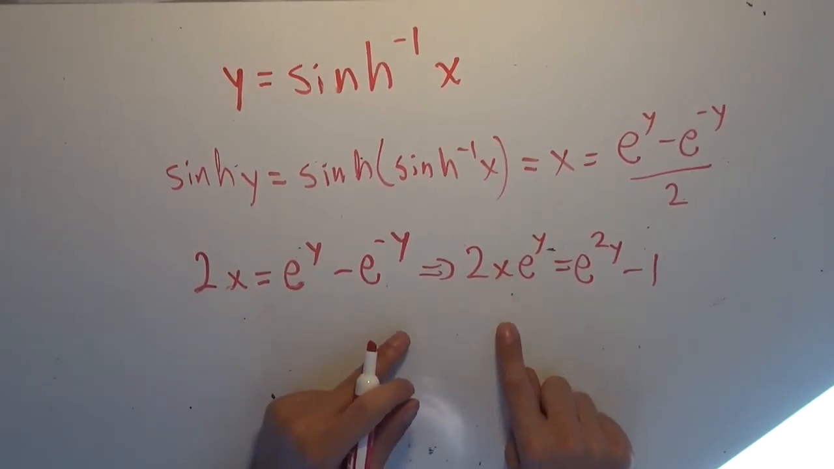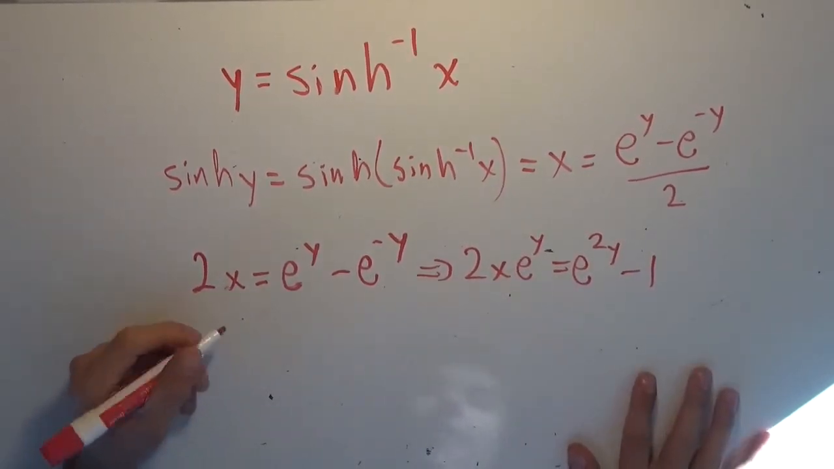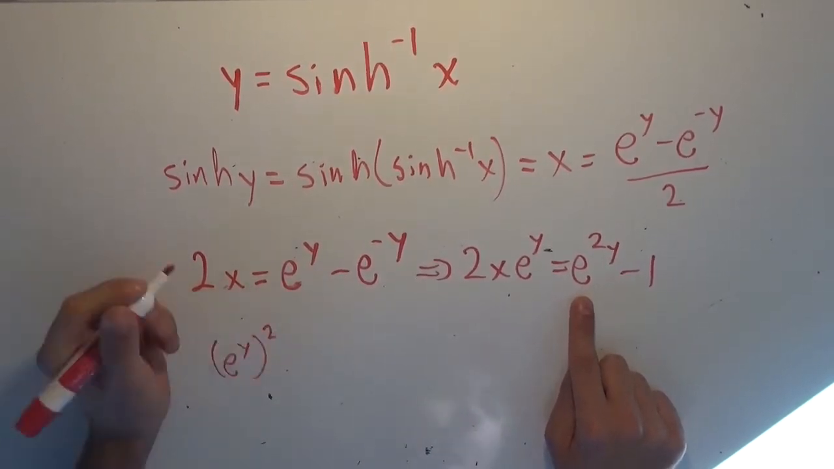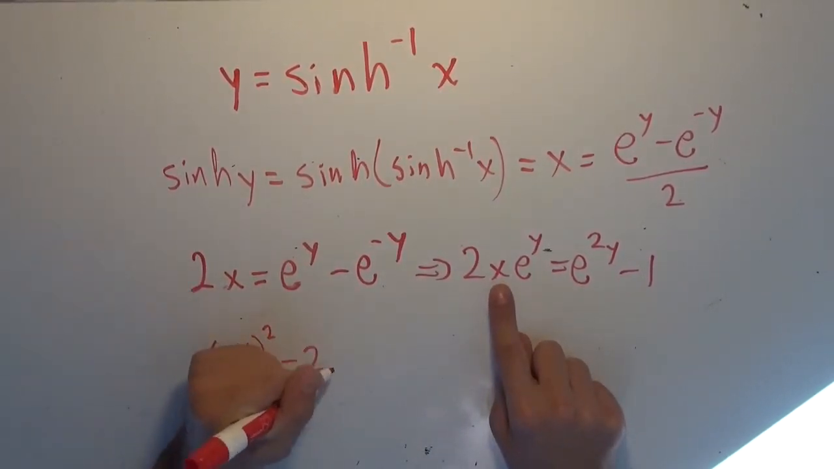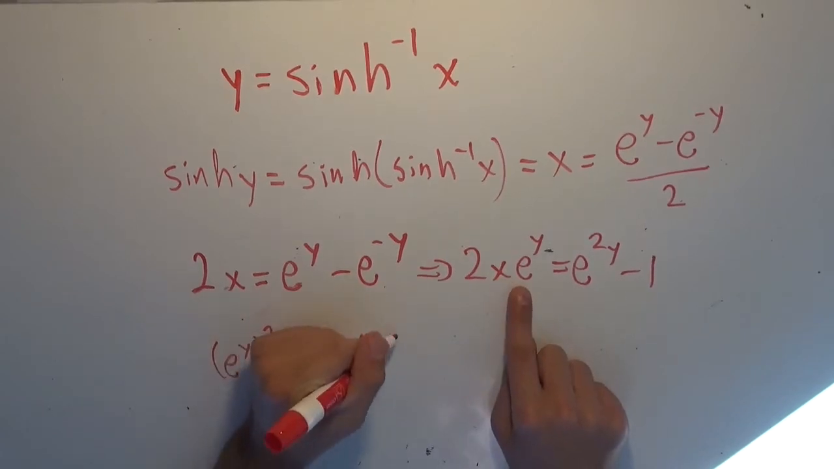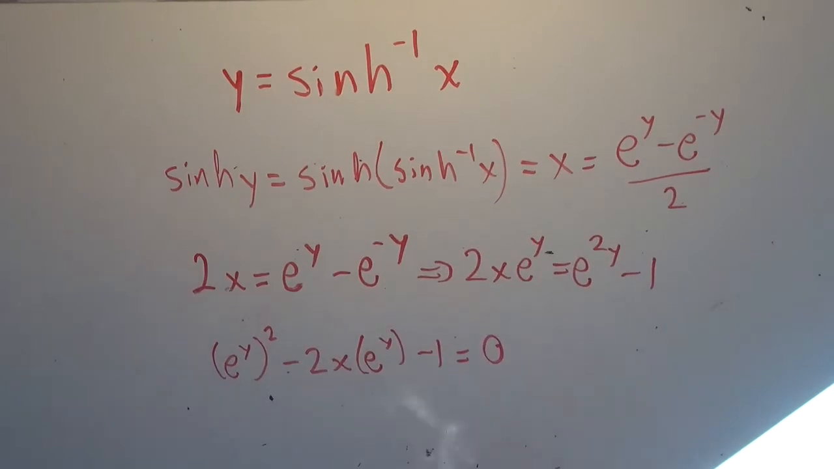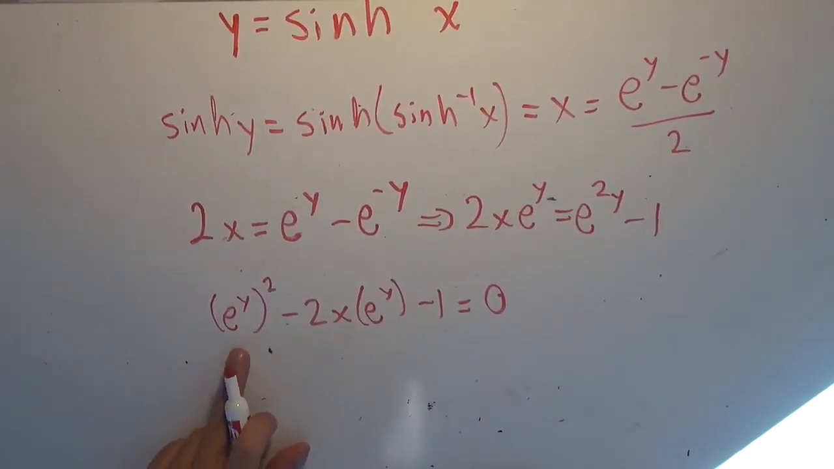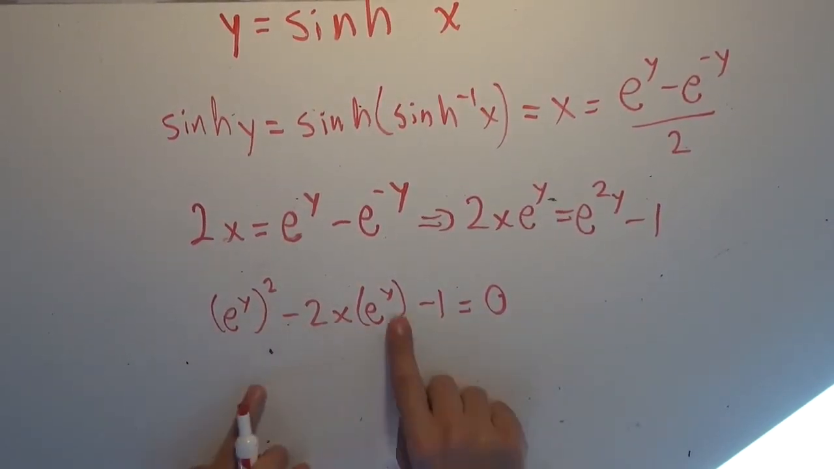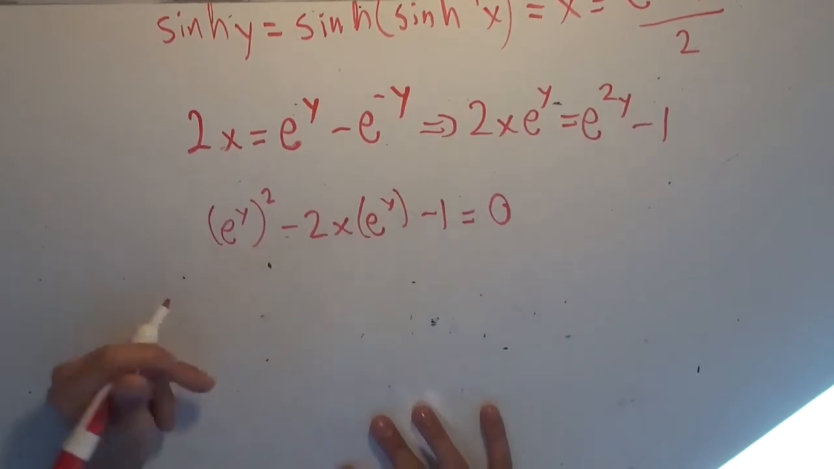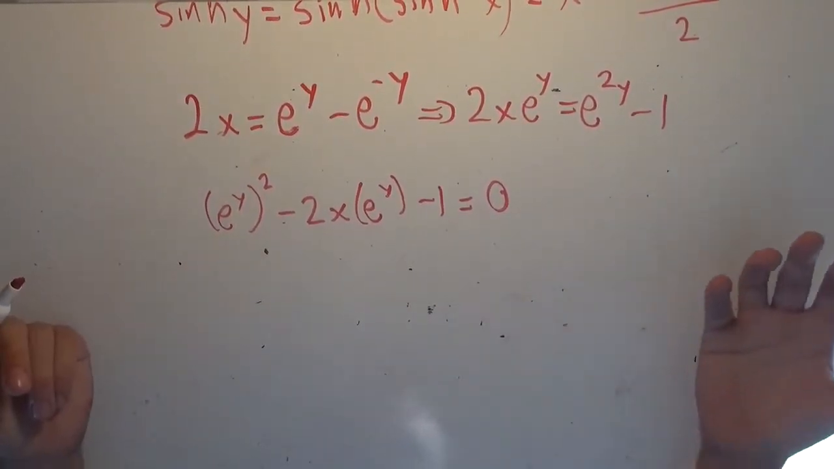Now I'm going to subtract this term over, and you're going to see that we're going to have a very interesting form. So I'm going to write this as e to the y squared, because that's what it is. And we're going to have minus 2x times e to the y minus 1 equals 0. Now, what you can see is that we have something squared minus something times that thing that we squared minus 1 equals 0. This is just a quadratic equation in e to the y. So we can solve for e to the y by using the quadratic formula.